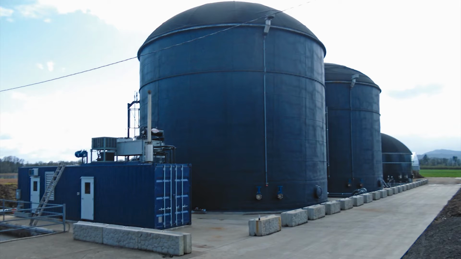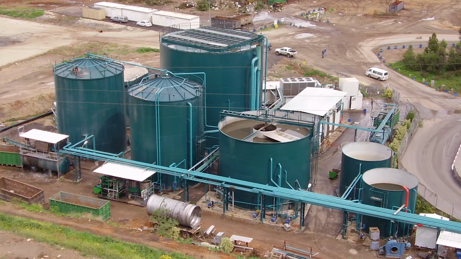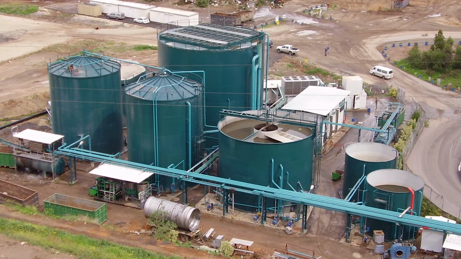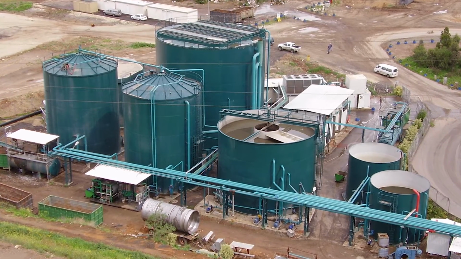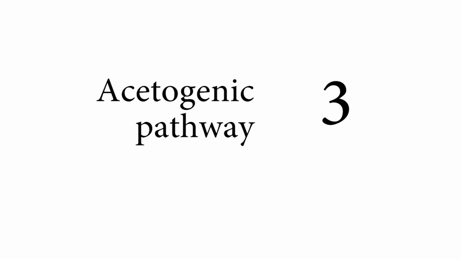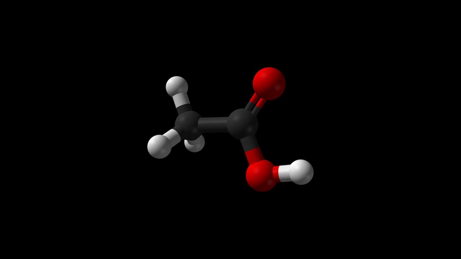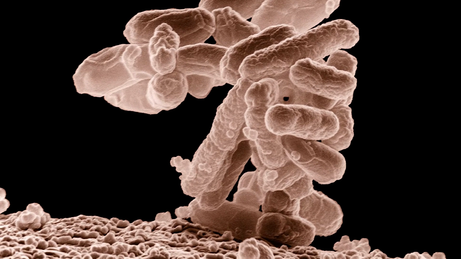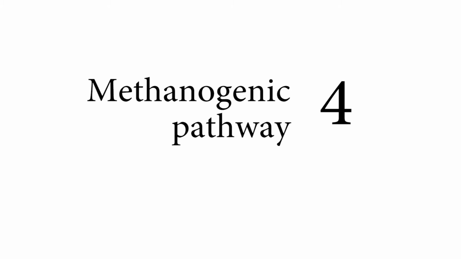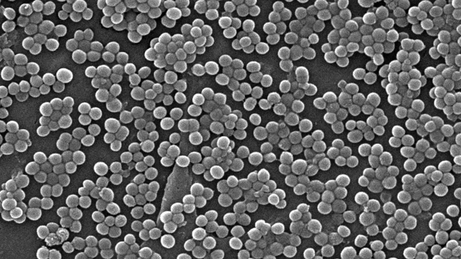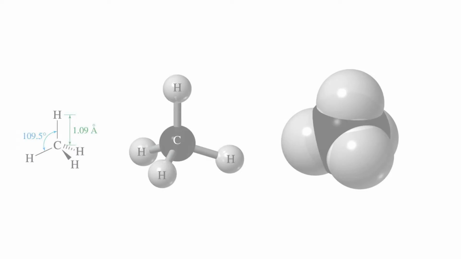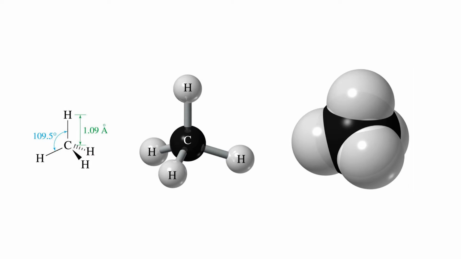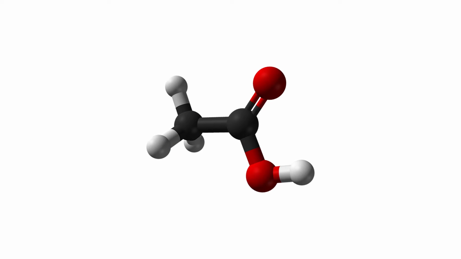Fermentative or acidogenic pathway. These compounds are degraded via fermentation in absence of oxygen, producing short-chain fatty acids. Acetogenic pathway. Short-chain fatty acids are transformed into acetic acid by acetogenic bacteria. Methanogenic pathway. Finally, methanogenic bacteria produce methane, CH4, from acetic acid, H2 and CO2.